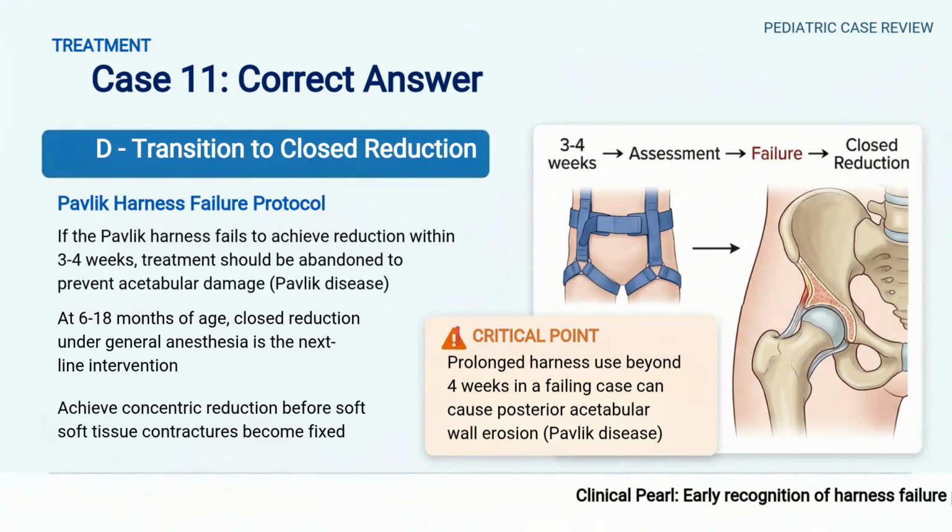If the Pavlik harness fails to achieve reduction within 3 to 4 weeks, treatment should be abandoned to prevent acetabular damage, which is called Pavlik disease. At 6 to 18 months of age, closed reduction under general anesthesia is the next-line intervention. The critical point is that prolonged harness use beyond 4 weeks in a failing case can cause posterior acetabular wall erosion. The goal is to achieve concentric reduction before soft tissue contractures become fixed. Early recognition of harness failure prevents complications and optimizes long-term outcomes.